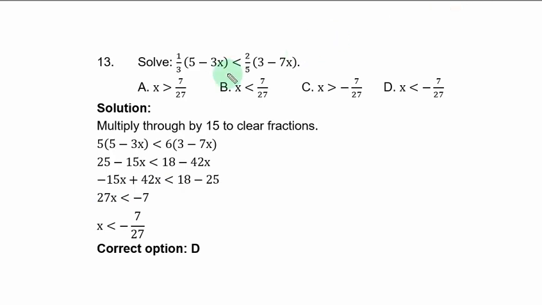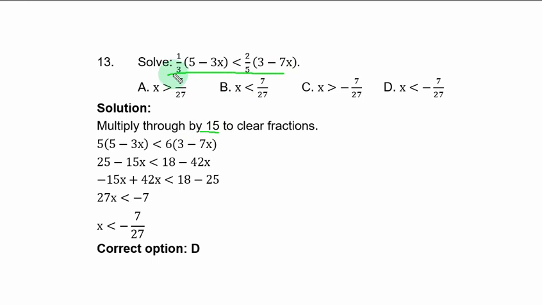Question 13. Solve 1/3 times bracket open 5 minus 3s bracket close less than 2/5 times bracket open 3 minus 7s bracket close. Solution. You need to clear the fractions, and to do that, multiply through by the LCM of the denominators 3 and 5, which is 15.